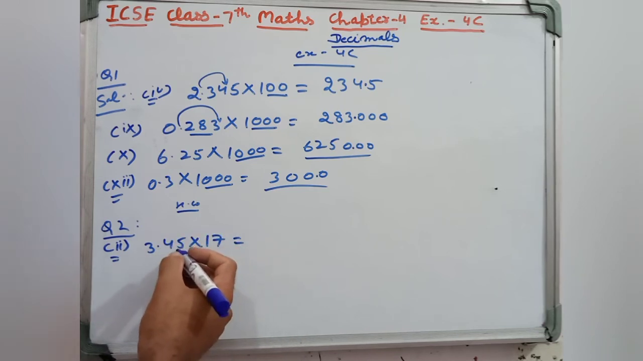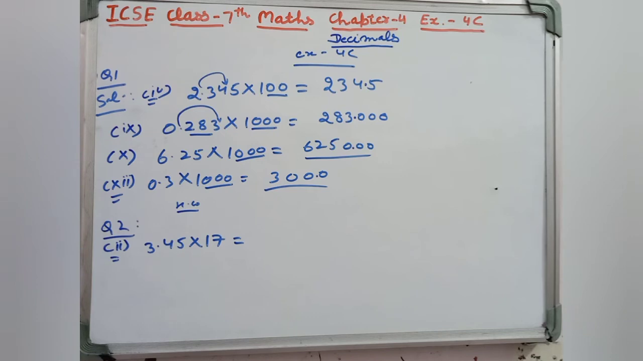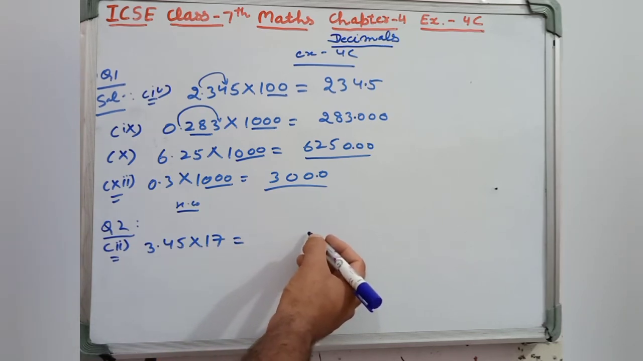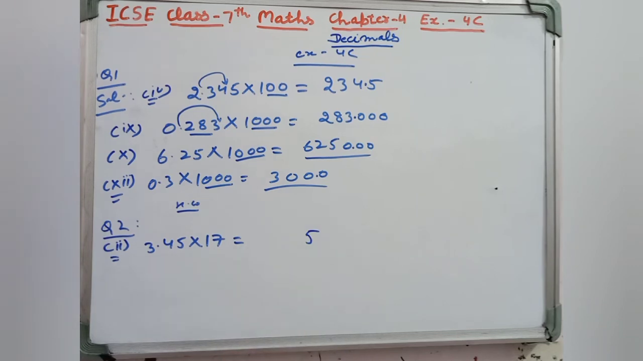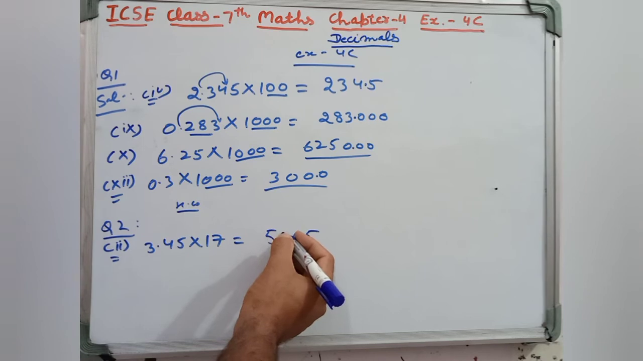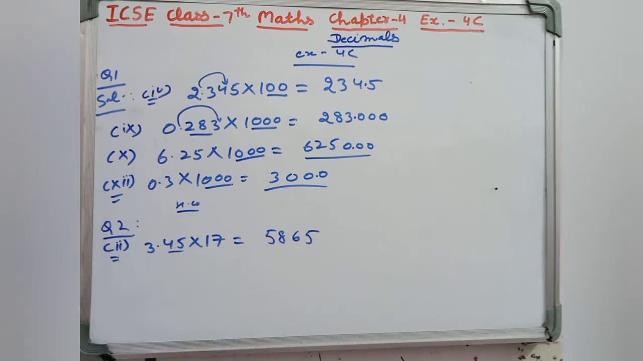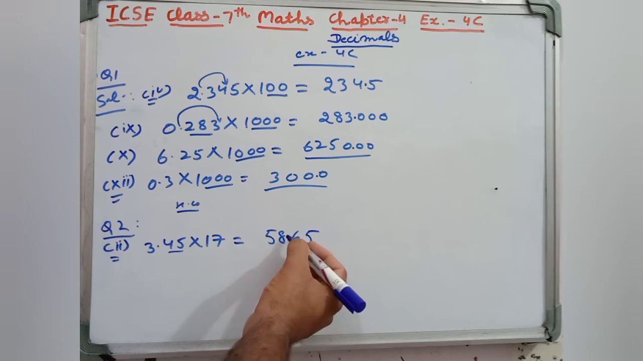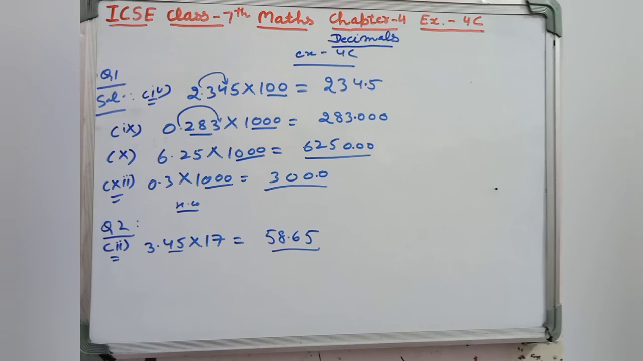3.45 by 17. So whoever has learned tables, it is easy for them. Those who have not learned tables, do it with the traditional way of multiplication. 17 times 5, 85. 5. Right? 17 times 4, 68 plus 8, 76. 7. 17 times 3, 51 plus 7, 58. Decimal is 2 decimal places, counting from left, 1, 2. Counting from right, 1, 2. Right.